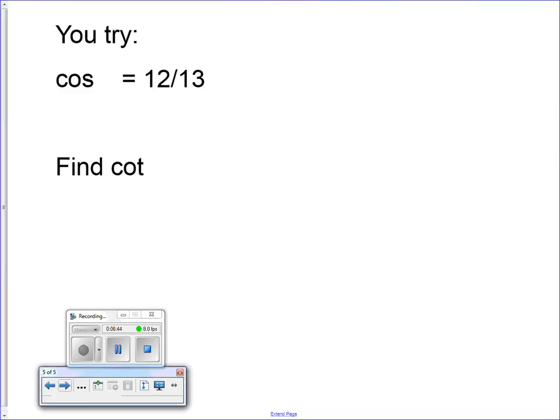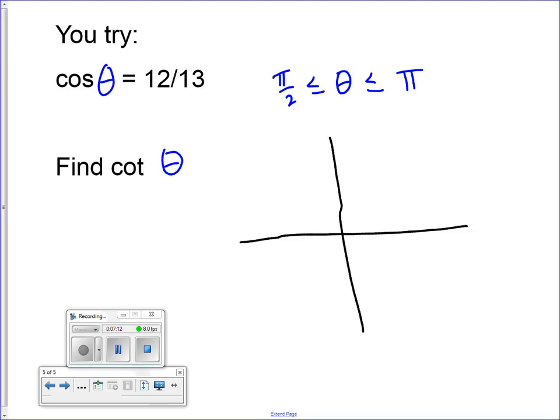All right, so we're going to have one for you to try. You're going to do the cosine of theta, and you're going to know that it's 12 over 13. You are going to look for theta in the quadrant where pi over 2 is less than or equal to theta is less than or equal to pi. And you're going to find the cotangent of theta. To get you started, pi over 2 is straight up and down, pi is to the left, so we're in quadrant 2. So we're going to draw a triangle.